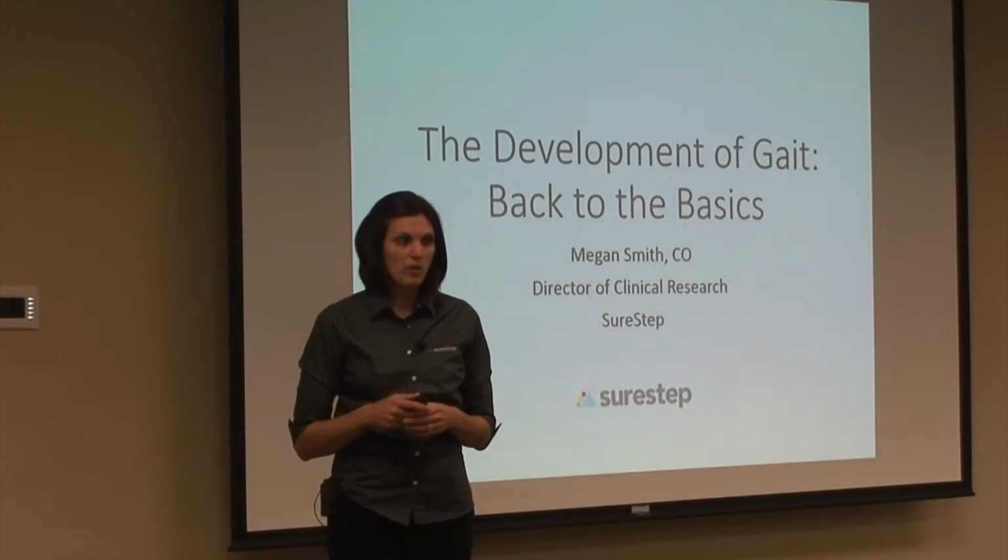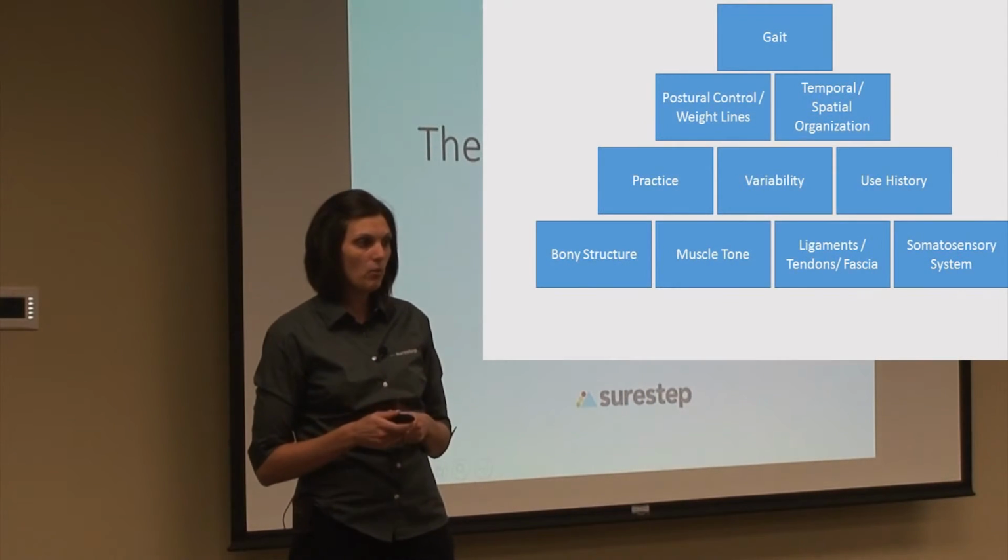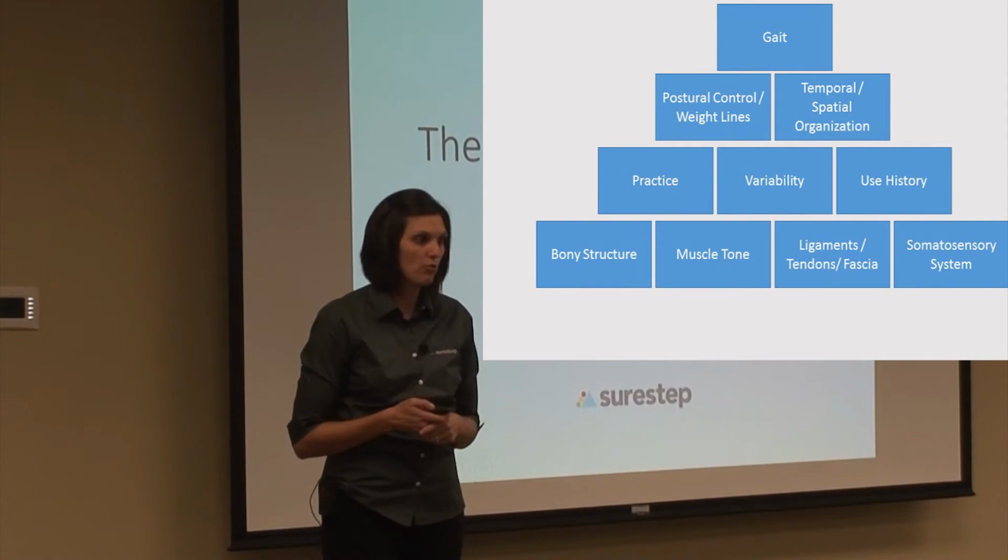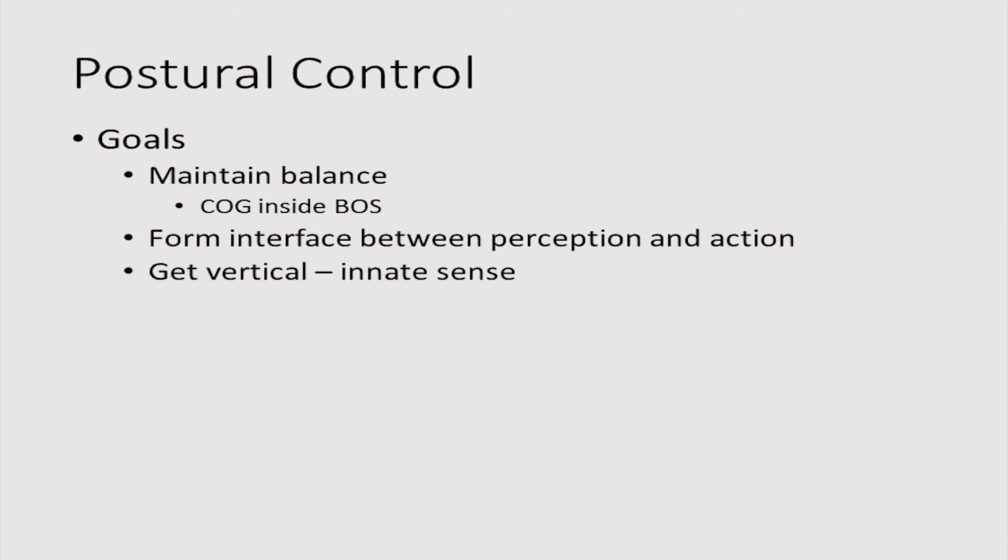Okay, so now that we've talked about that bottom row, next we're going to dive into the development of postural control and how we learn to control our weight lines. So two main goals of postural control development are to maintain our balance, which is maintaining our center of gravity within our base of support, and to form an interface between perception and action. So if we perceive something that's going to happen, we want to turn that into an action.